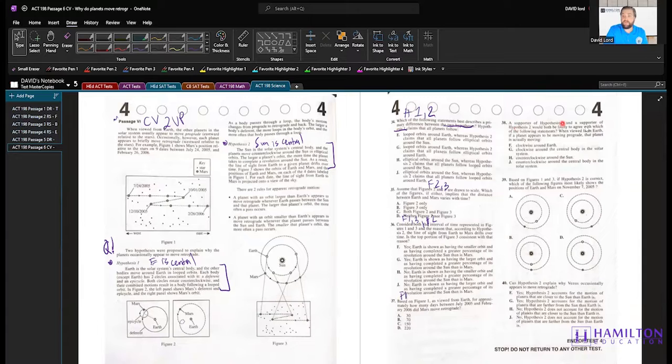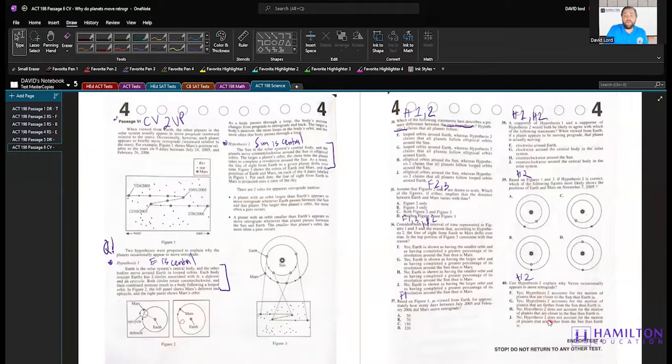38, a support of hypothesis 1 and a support of hypothesis 2. So that's probably going to be both of them. 39, based on figures 1 and 3, if hypothesis 2 is correct, so we want to answer hypothesis 2. And then lastly, 40, can hypothesis 2 explain why Venus occasionally appears to move retrograde?